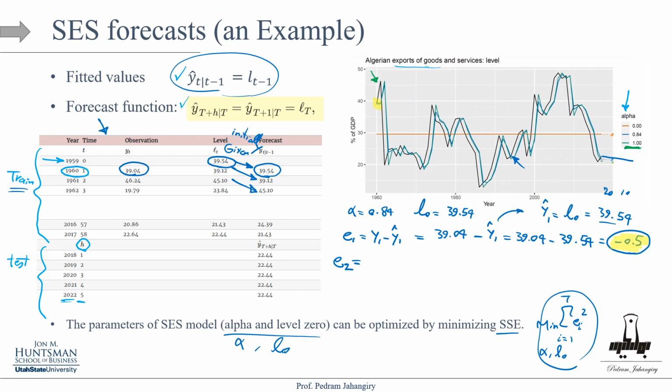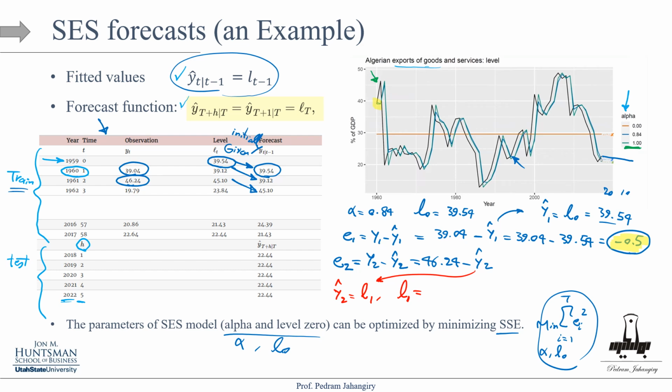Okay, so E2 is y2 minus y hat 2. So do I have y2? Yes, y2 is equal to 46.24. Do I have y hat 2? Here, let me use another color to make sure you don't confuse these things. So y hat 2 is equal to L1. But do I have L1? The answer is no, because you need to calculate it. What is L1?